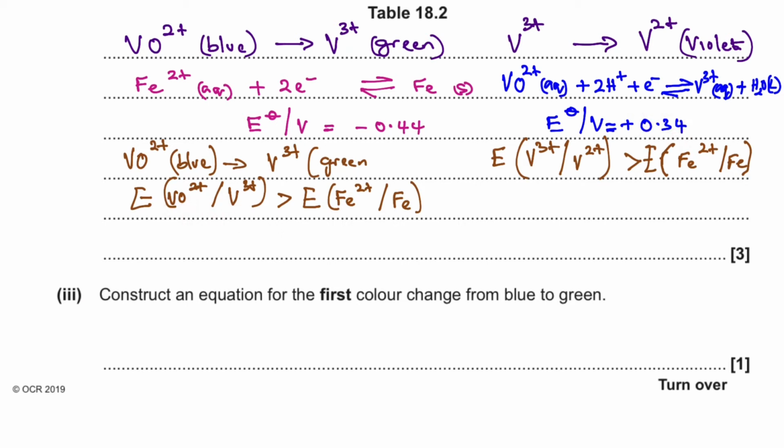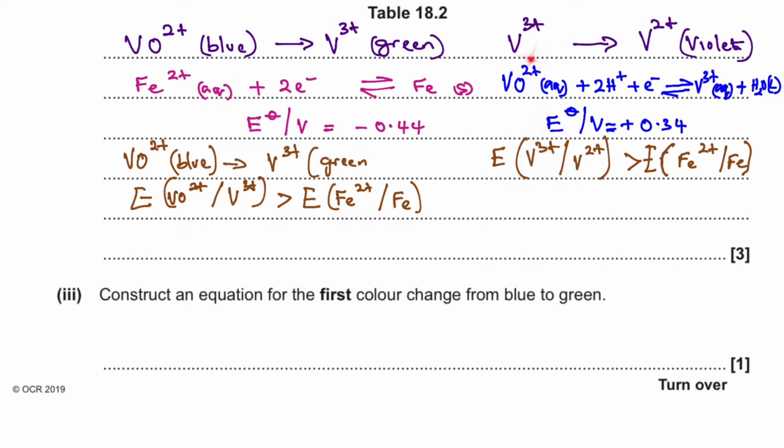That potential is greater than the one for the iron. If you look at the iron, starting from Fe2+ going to Fe solid, that potential is minus 0.44. So that's what the answer will be really. We're saying that that potential is greater than that, and that's what this is saying.